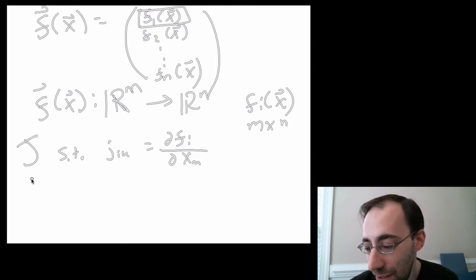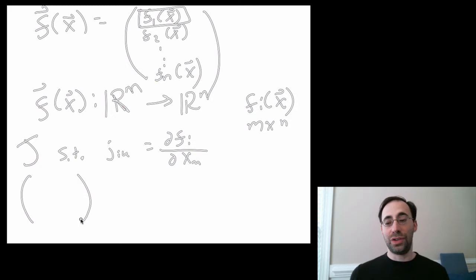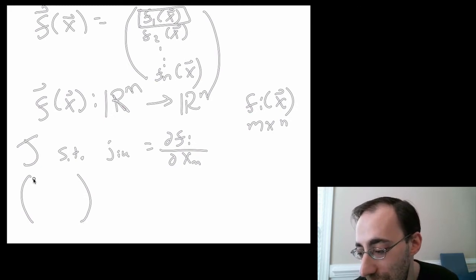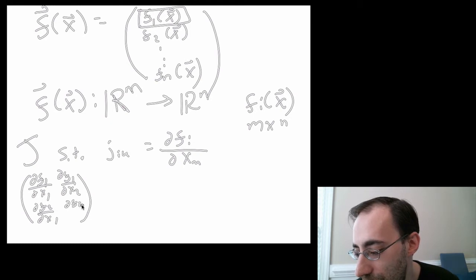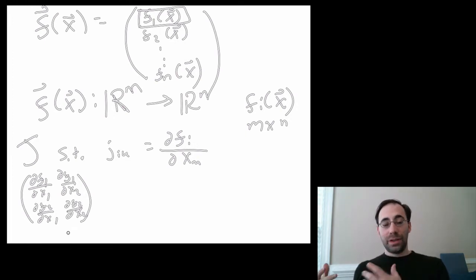For instance, if it was a two-component function with two arguments, then this would be df1 dx1, df2 dx1, df1 dx2, and df2 dx2. That'll be it. So there's the Jacobian, so the Jacobian matrix.